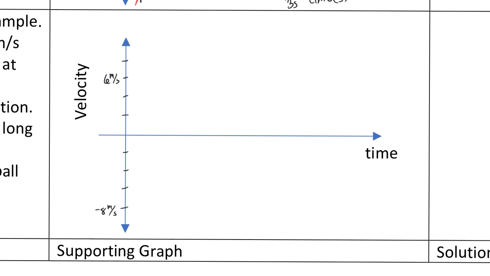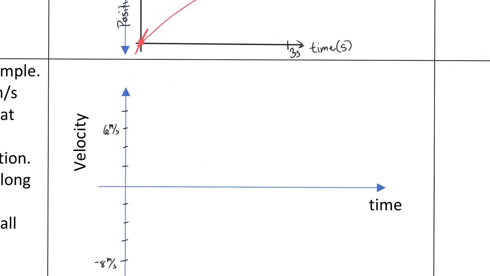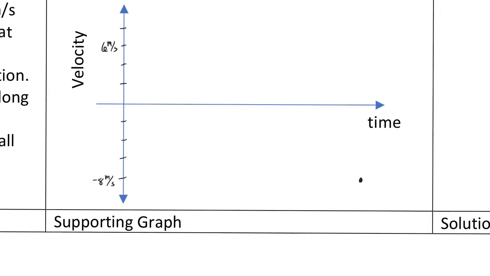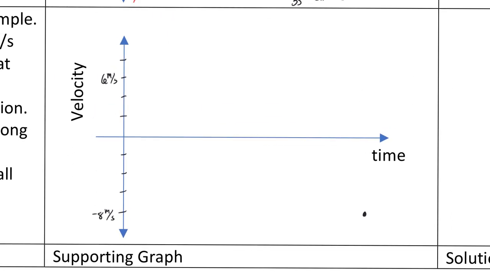I will assume it takes still 3 seconds for it to come to rest before it turns around and comes back, but I want to be careful here to try and make this look right. We don't know how long it took for the object to return to where it was. We just know that this point is 3 seconds. We don't know where that point is. But this is what the graph should look like.